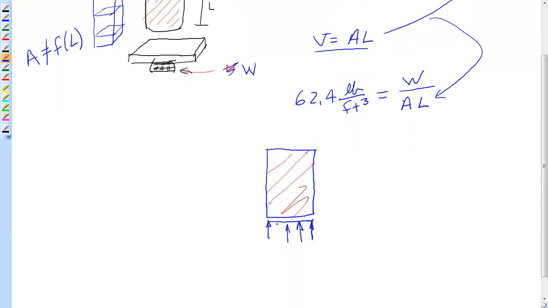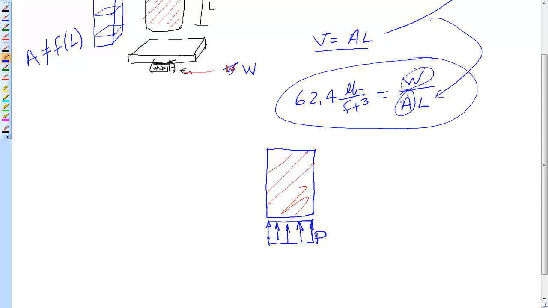And I'm not drawing a very good uniform pressure, but let's do that so it looks better. I'm going to contend that you have to put a uniform pressure on the bottom in order to hold it up. Now the question is, what is that uniform pressure? Let's look at this equation right quick. And we have a weight and an area here that looks an awful lot like a pressure.